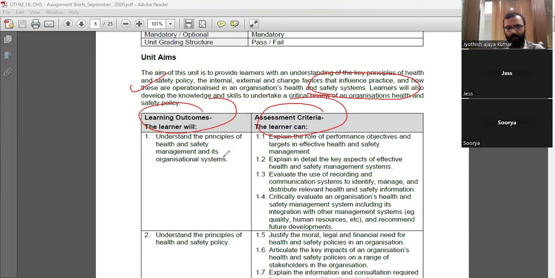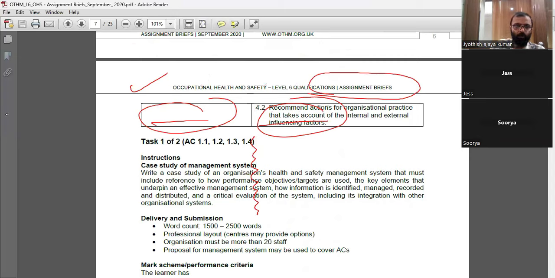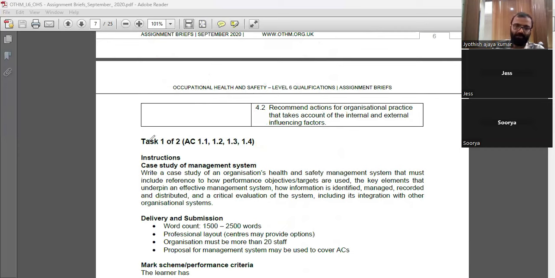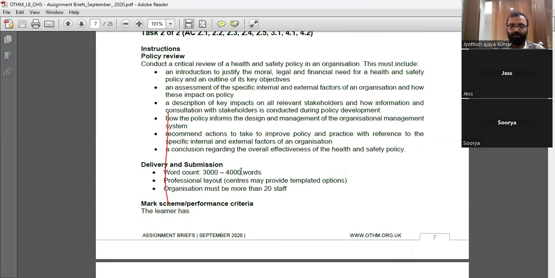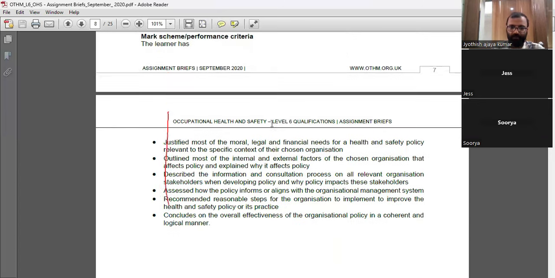I will send this PDF so that you can also cross verify with the assignments you have done. Okay, so this is the learning outcome and this is the assessment criteria. It is actually telling you how you have to prepare the assessment, what all the criteria are. Everything is explained, and the action part is also discussed here. For unit 1, you have to make 2 tasks. You have to write 2 case studies. This is task 1, and this is task 2. How much the word count is, what the professional layout is, and all those things have been said.